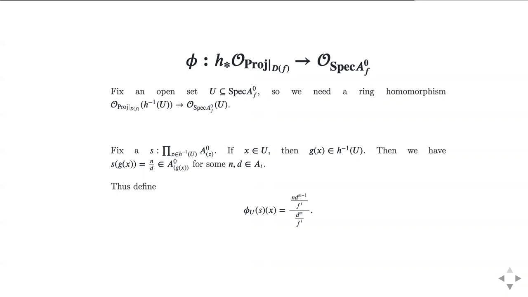So a section on the preimage of H is just dependent functions that are locally fractions. So a section in the degree zero ring is again dependent functions taking value in a twice localized ring.